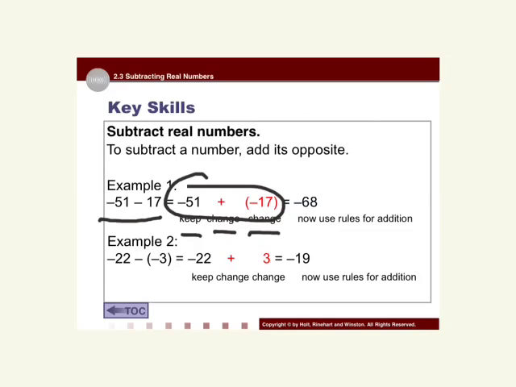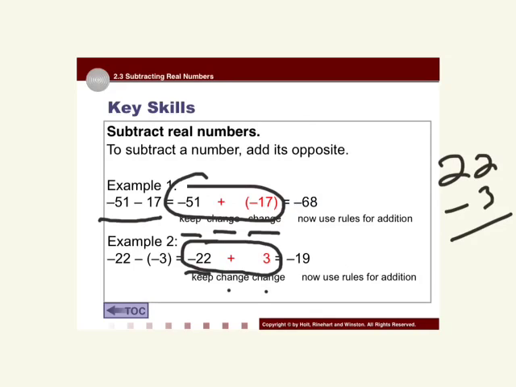In the second example, again we're going to keep the negative 22. We're going to change the minus to a plus, and we're going to change the negative 3 to a positive 3. Now, as the song goes, different signs we're going to subtract. So we're going to take 22 minus 3, we get 19, and then we take the sign of the larger number, so our sum will be exact. And that's how we get a negative 19.